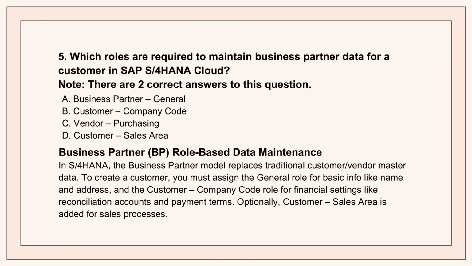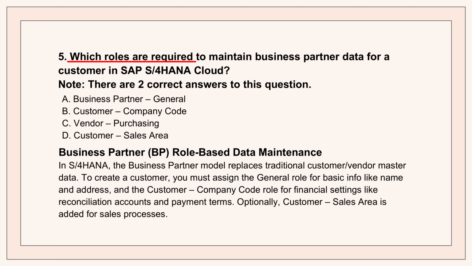Okay, let's move on to business partners. The question asks which roles are needed to maintain business partner data for a customer in S/4HANA Cloud. Two correct answers again. Right, the BP concept. Options. A, business partner general. B, customer company code. C, vendor purchasing. And D, customer sales area. Okay, this really gets at how S/4HANA handles master data. It's this business partner approach, very role-based.